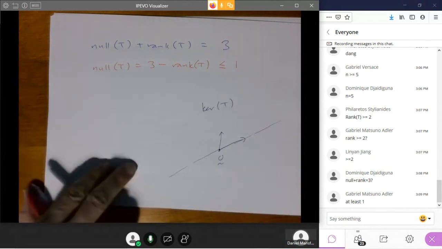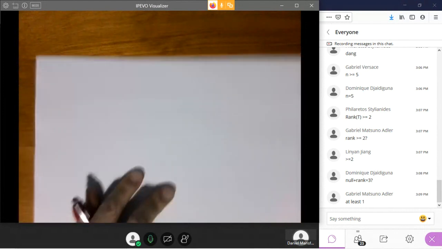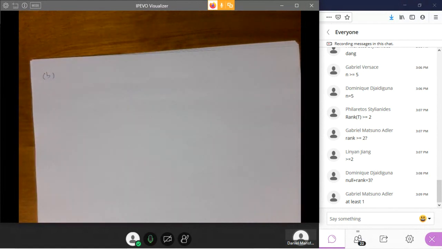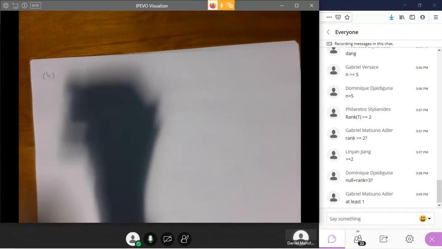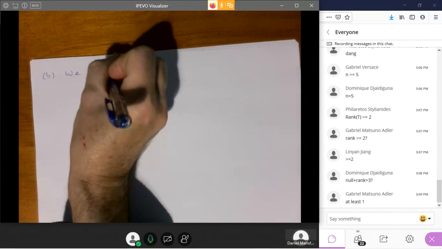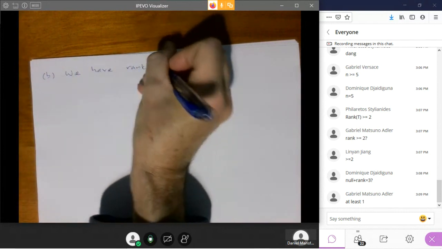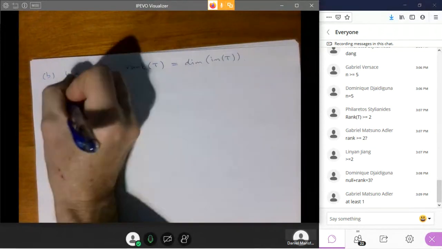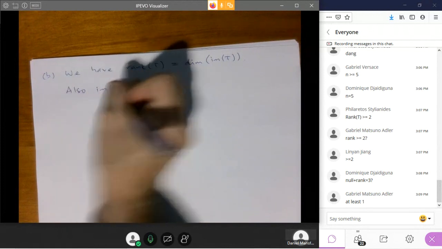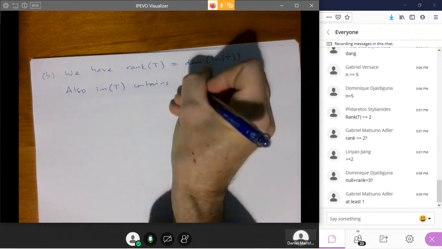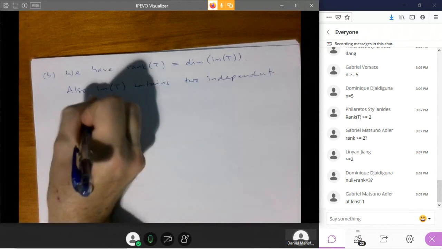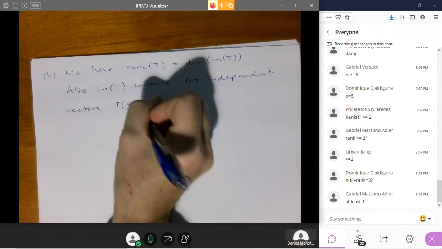Okay, let's go, let's try. So we'll say something like this. So part B, let's just read the question again and see where we start. So firstly it says find the rank. So let's approach the rank first. So we have rank of t, let's write down the definition first, is the dimension of the image of t. Also, the image of t contains two independent vectors, T of v1, t of v2.